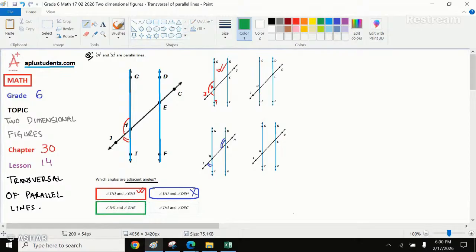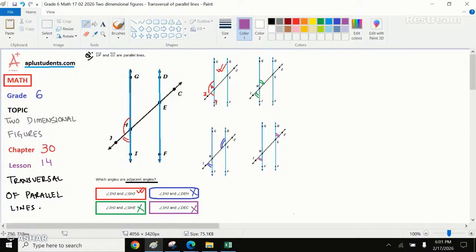The next one is IHJ to GHE. GHE. No, they are still not the same, right? They are vertically opposite angles. This was vertically opposite. And the last option that we had was IHJ and DEC. They're adjacent angles. So they're alternate angles, right? Sorry. So this is still not the answer.